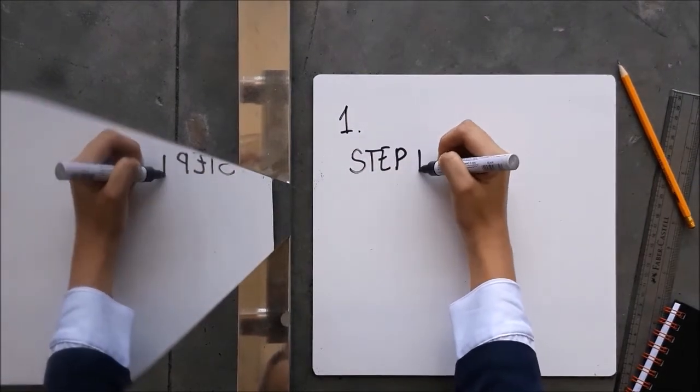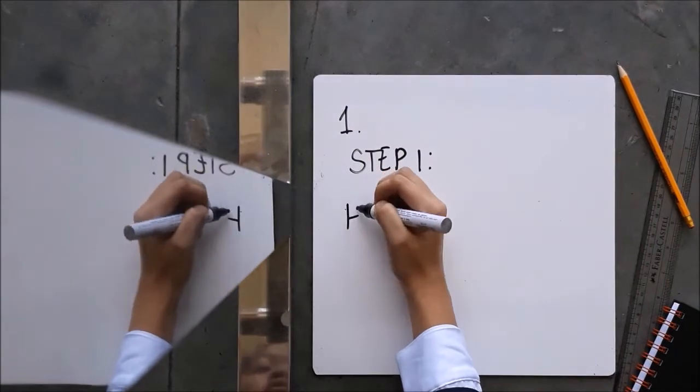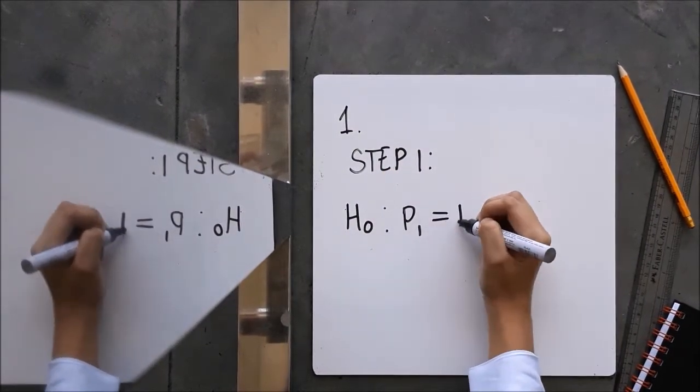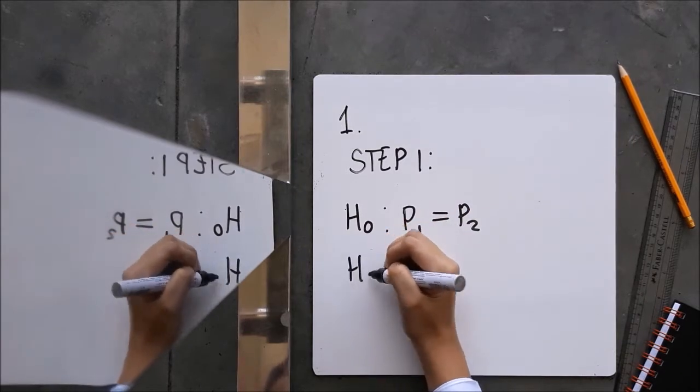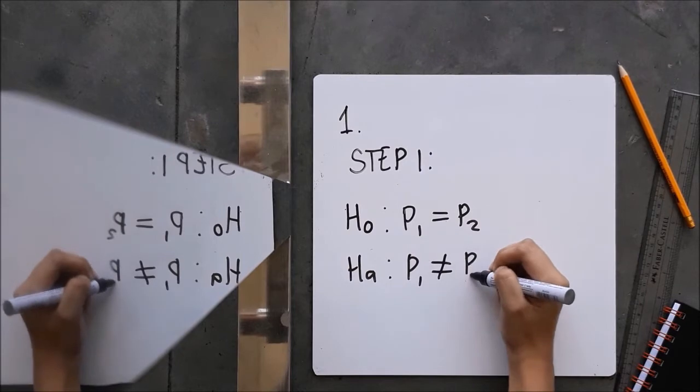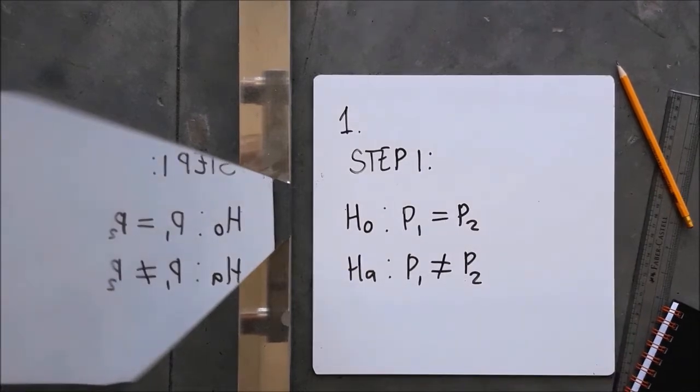Step 1 is to define the hypothesis. HO or the null hypothesis will be P1 is equal to P2. HA or the alternative hypothesis is P1 is not equal to P2. Your claim will be the alternative hypothesis, since the problem is asking if there is a difference in the population of male and female students who drop their business mathematics subjects. Therefore, it simply means that it is not equal.